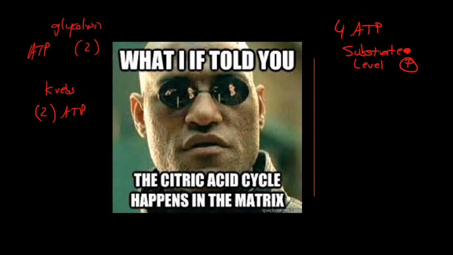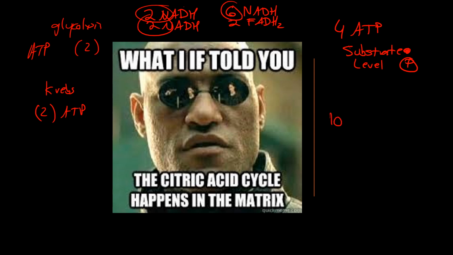Now let's do NADHs. In glycolysis, we have 2 NADHs. In pyruvate oxidation, there are 2 NADHs. In the Krebs cycle, there are 6 NADHs and 2 FADH2s. So let's do some math now. 2 plus 2 is 4, plus 6 is 10. So we have 10 NADH and 2 FADH2.